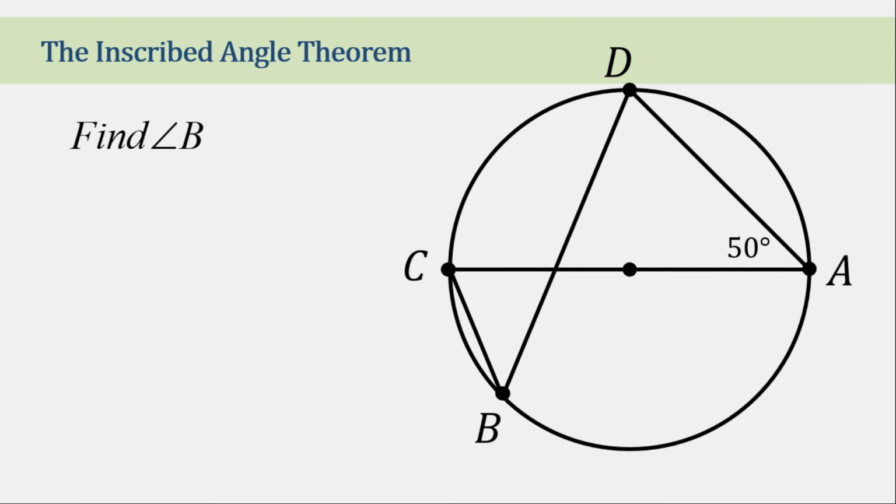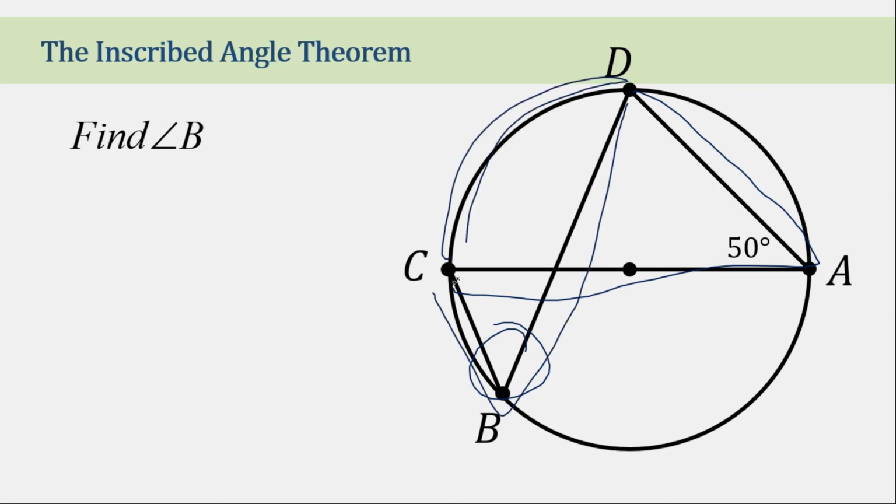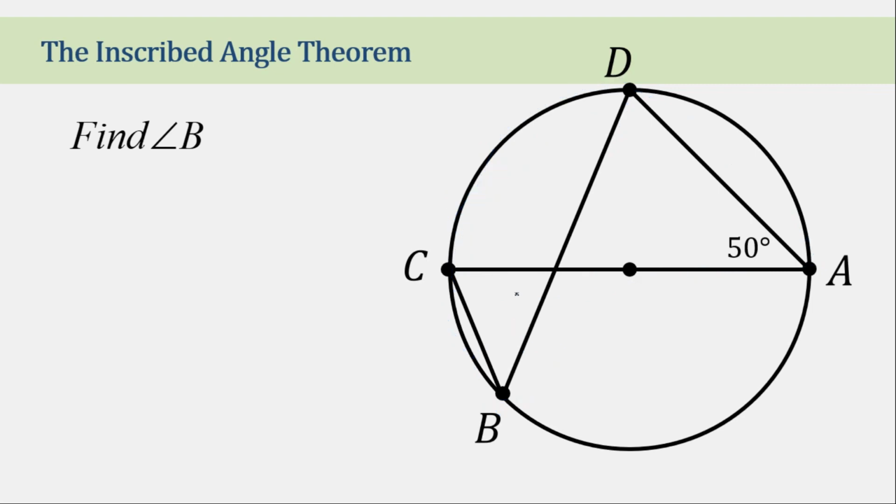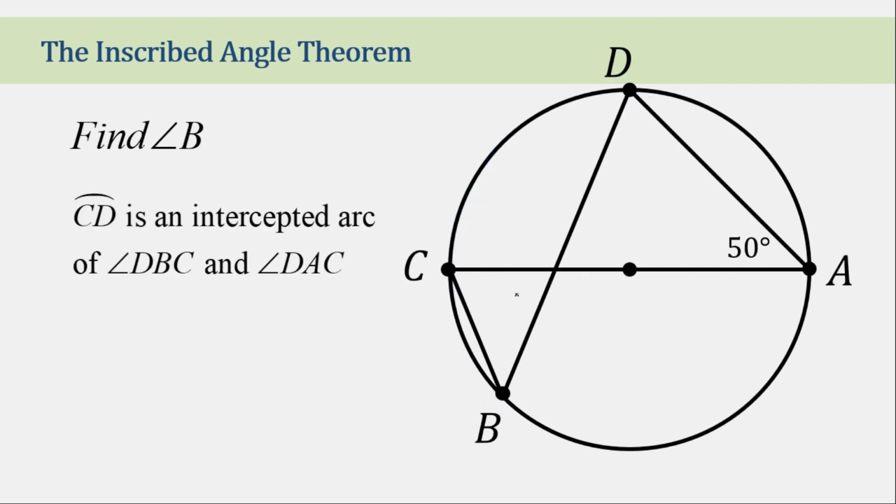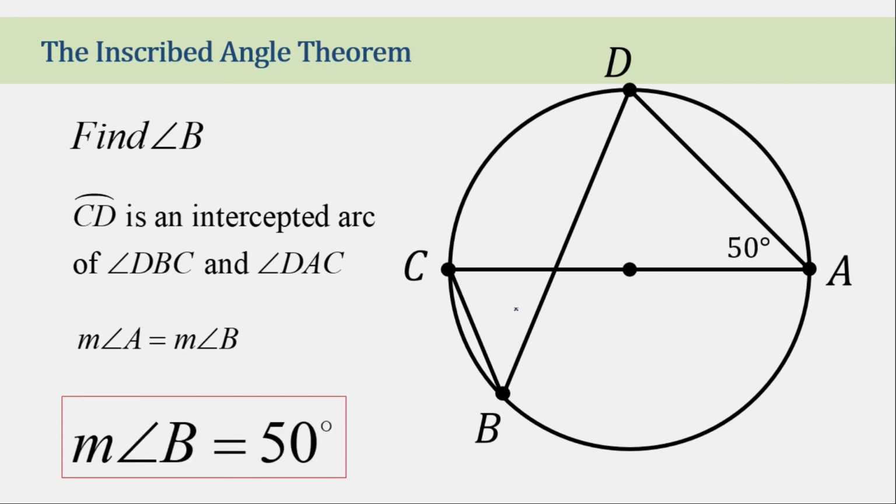Same as with this example. If we find the measure of angle B, then these two, angle A and angle B, have the same intercepted arc. So if you have the same intercepted arc, therefore they are equal to each other. So angle B is also 50 degrees.